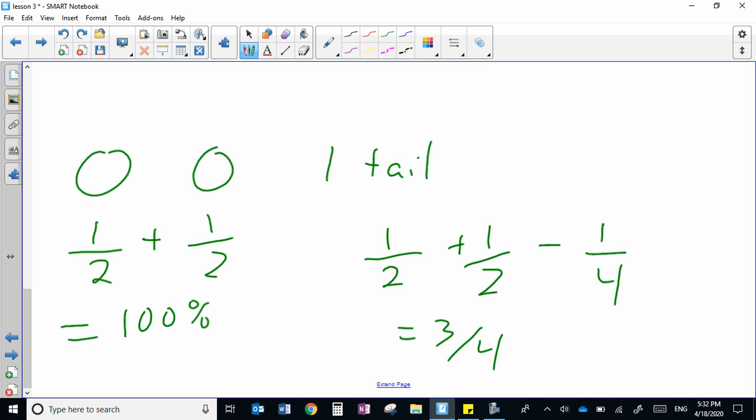Now, that's not the best way to answer that question. The best way is to just think about all the possibilities for heads and tails. Sure enough, there's 4 outcomes. 3 of them have at least 1 tail, the bottom 3. So that's the best way to do that one.